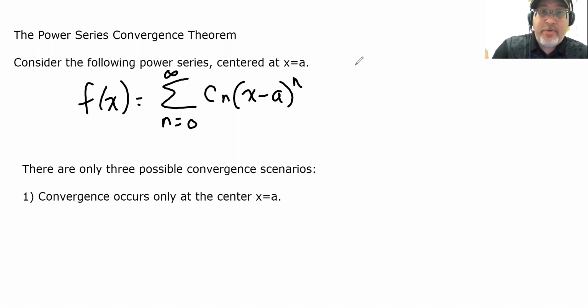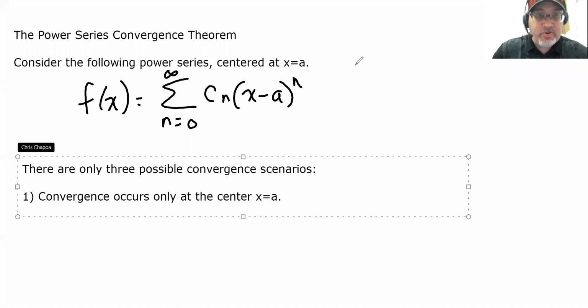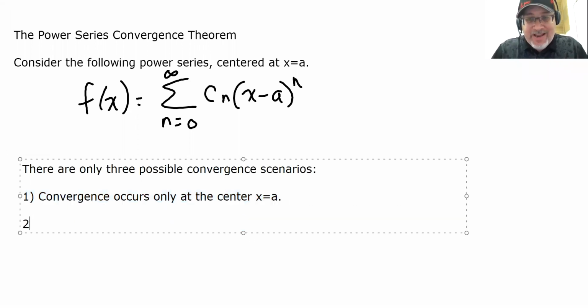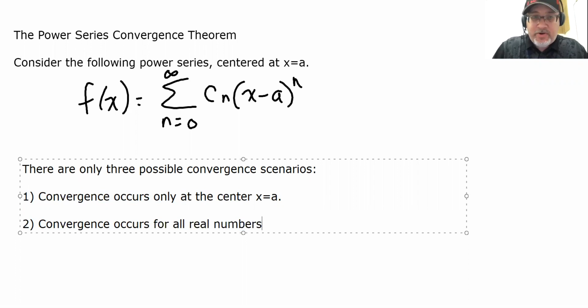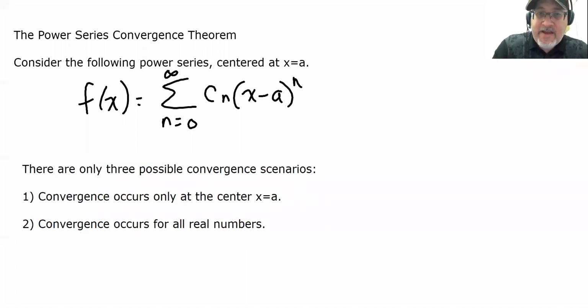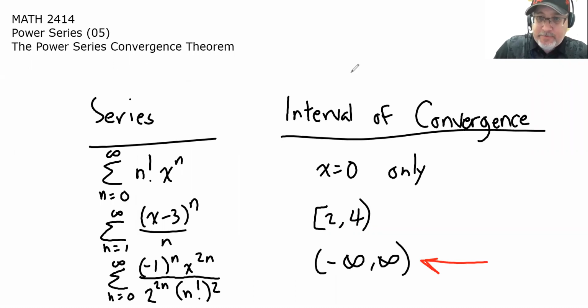But that's only one of 3 possible scenarios when it comes to the convergence of a power series. The second one is convergence occurs for all real numbers. So in other words, instead of having the smallest possible number of values where we get convergence, we get the largest possible number of values. This actually happened in the third example where we got convergence from negative infinity to infinity. So that would be this one right here.